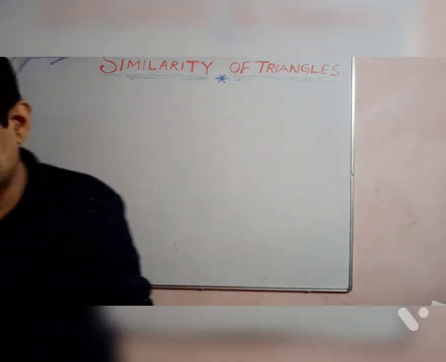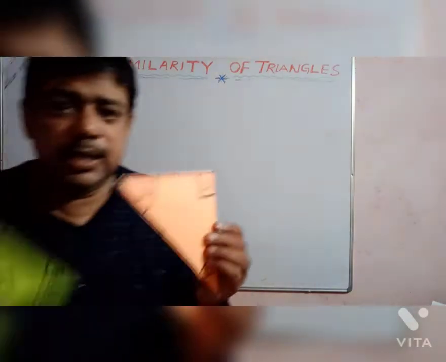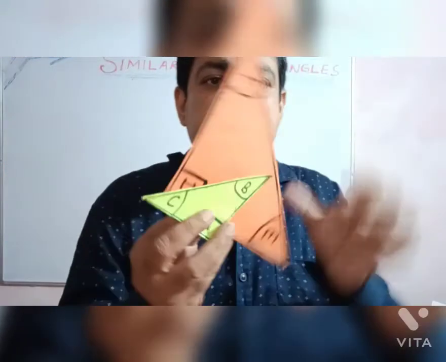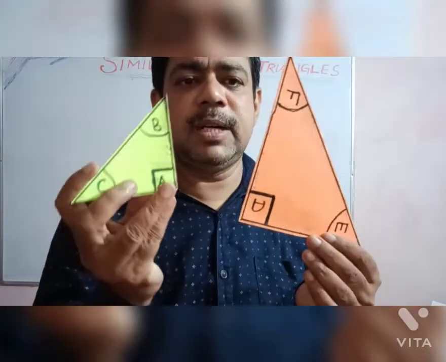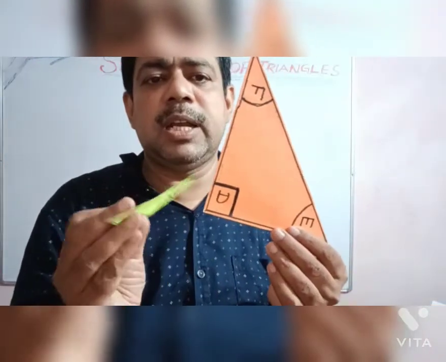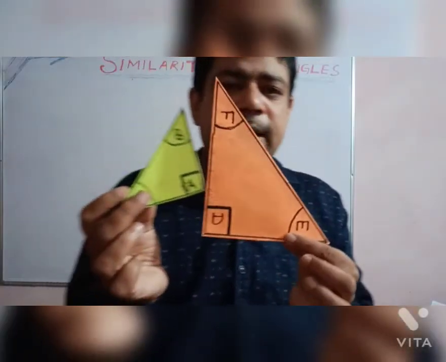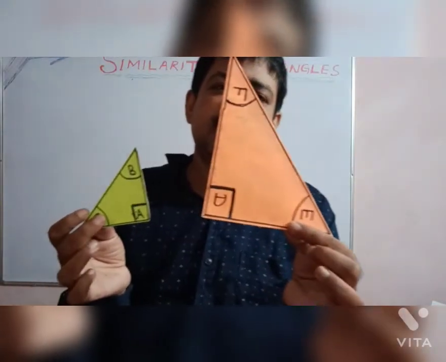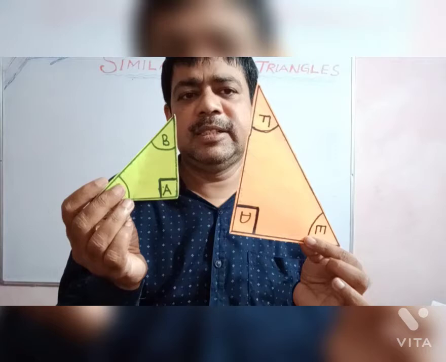Okay, you can see this triangle, and here I am just finding these two triangles. What are you finding here? This is a right angle triangle, and this is also a right angle triangle. Understand?